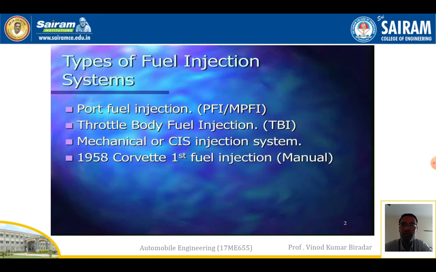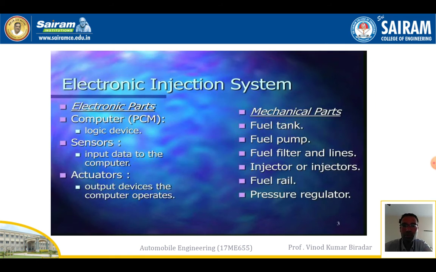There are a number of different types of fuel injection systems in use. How does fuel injection work? Fuel injectors are parts of a modern car engine that deliver fuel to the engine combustion system, directly or indirectly. They use some devices, electrochemical or sensors, and based on this the fuel injection systems are classified. The first is the port fuel injection system, shortly called PFI, then the throttle body fuel injection system, and the mechanical or CIS injection system. In 1958 the Corvette first developed fuel injection systems with manual help. These are classified based on mechanical or electronic parts.